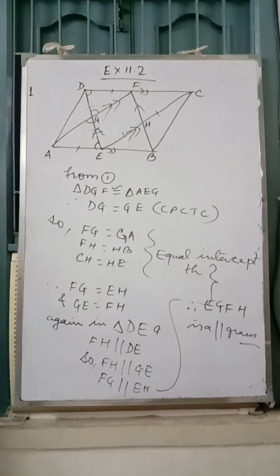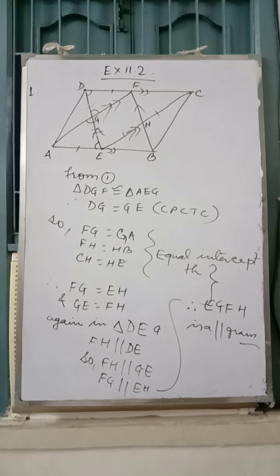Number B I have not proved. Just keep it in mind. I have not proved number B. Number A I have done, then number C I have done. Number B you have to prove. It is the same as number A.